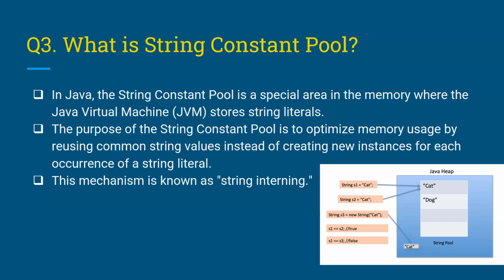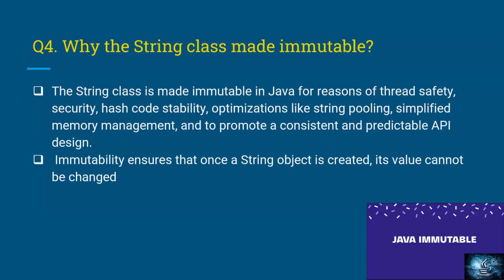Fine. Okay, so let's move to the next question, guys. Why is the String class made immutable? Basically, when I talk about mutable, some objects are mutable, or some objects are immutable. Mutable means we can modify the content, whereas immutable means we cannot modify it. So the String class is made immutable in Java for some reasons.